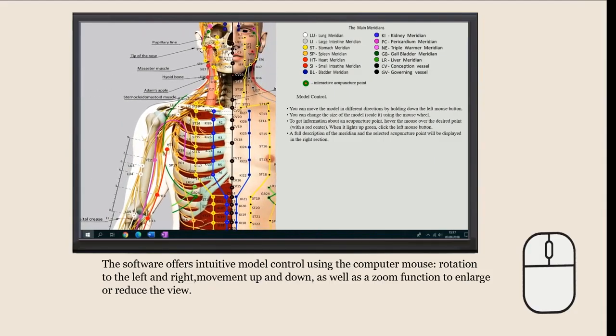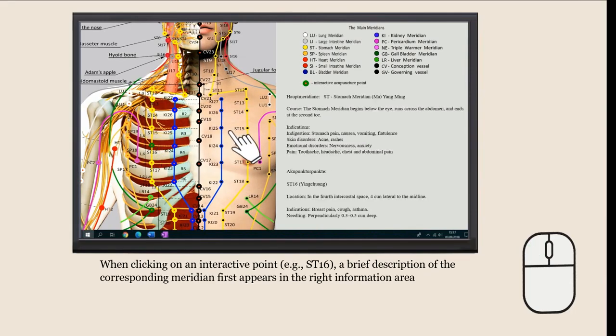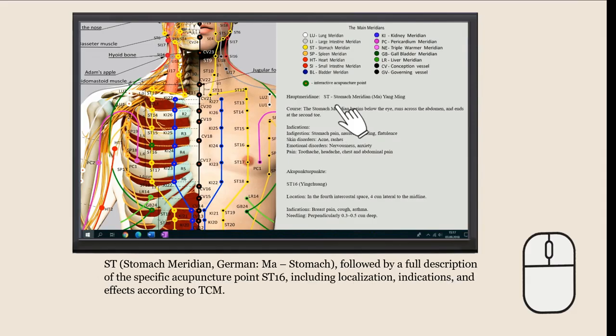When clicking on an interactive point, e.g., ST16, a brief description of the corresponding meridian first appears in the right information area, followed by a full description of the specific acupuncture point ST16, including localization, indications, and effects according to TCM.